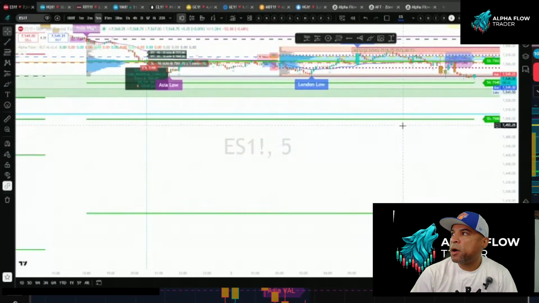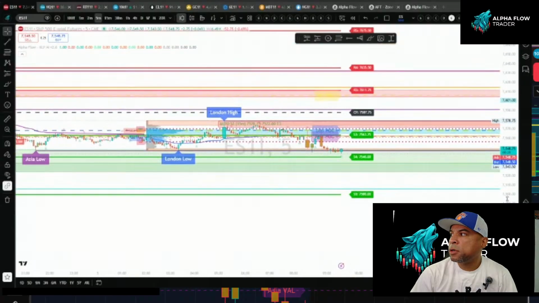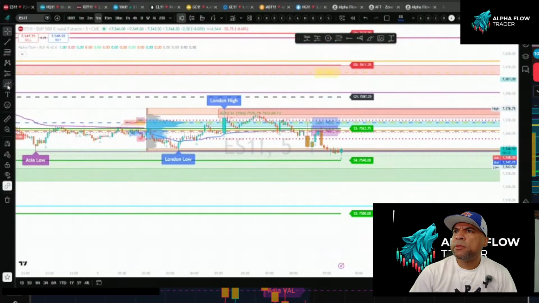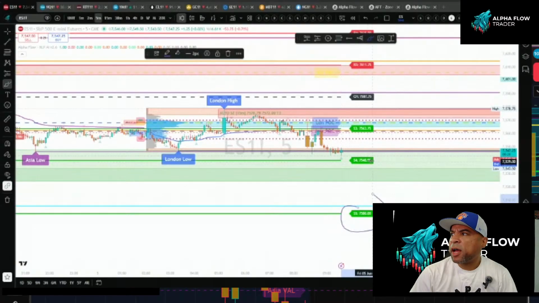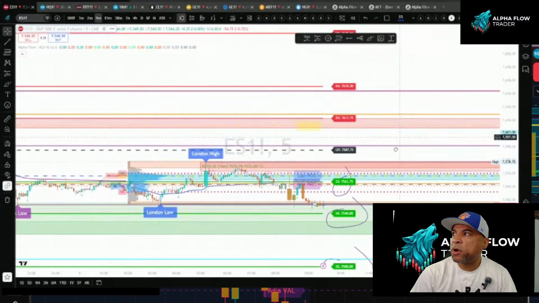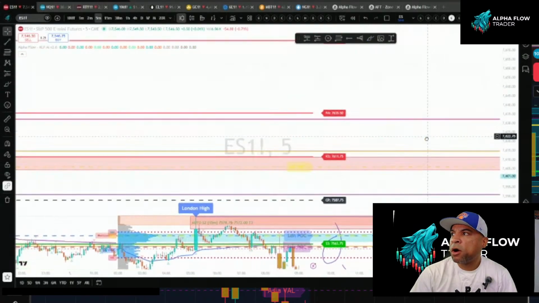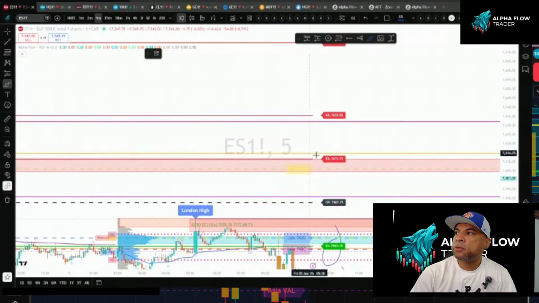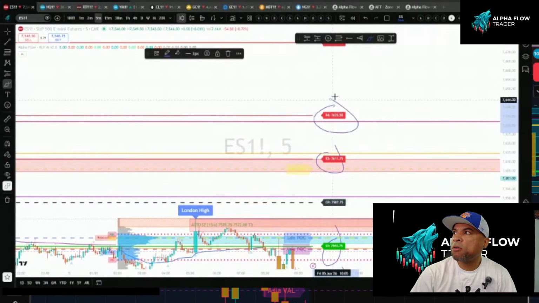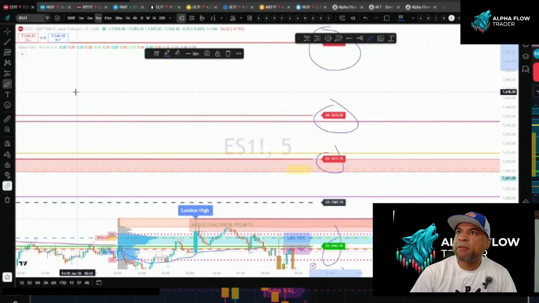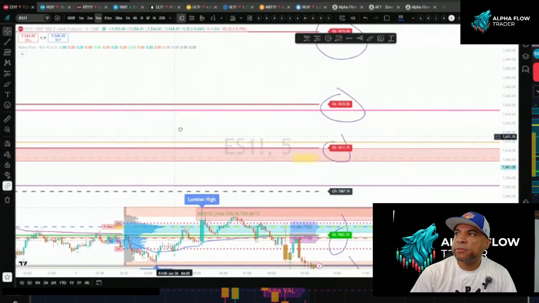And what I mean by our three levels are these levels right here. This is S5, S4, S3. All of these are in play. If price comes down to those levels, those are our support levels. And then here are our resistance levels, R3, R4, and R5. All levels for ES are in play today.